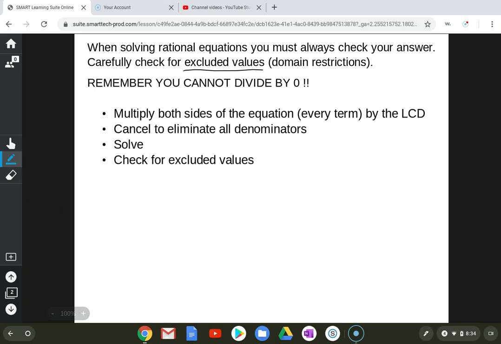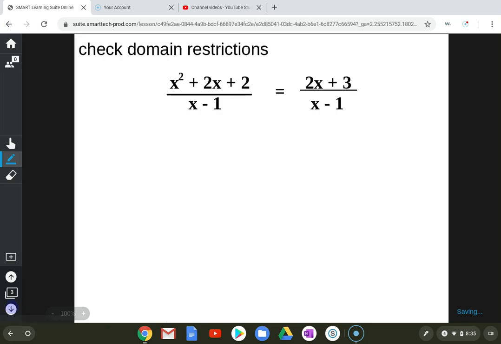So if you want steps, here are our steps. We're going to find an LCD and we're going to multiply every term by the LCD, not top and bottom. It's not like what we were doing yesterday. Today we have an equation. We can do whatever we want as long as we do it to both sides of the equation, so as long as we do it to every term. Then we're going to cancel. All denominators are going to cancel out, and we're going to be left with a typical equation that we have solved in the past, and we're going to solve it, and then we're going to check for our excluded values.